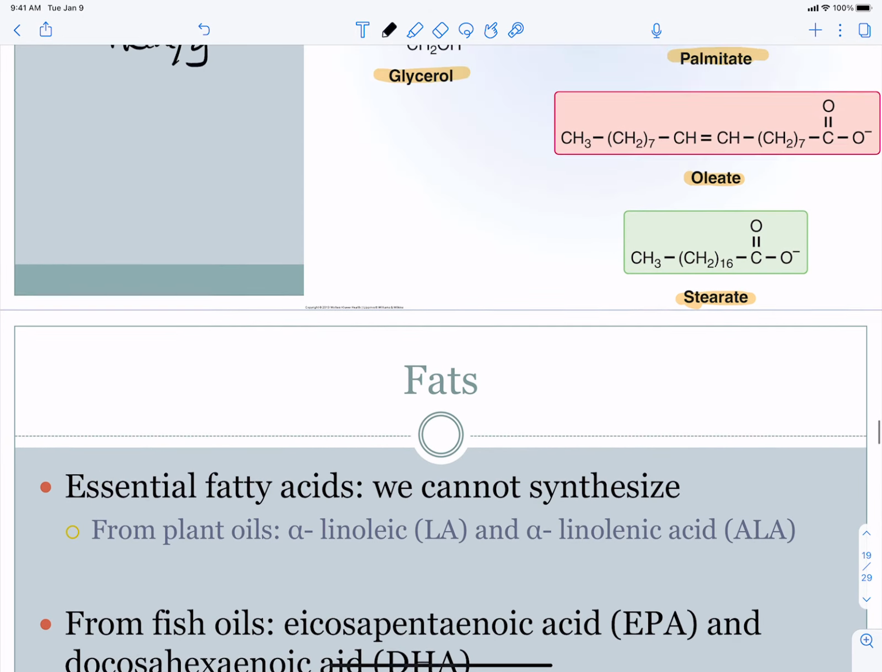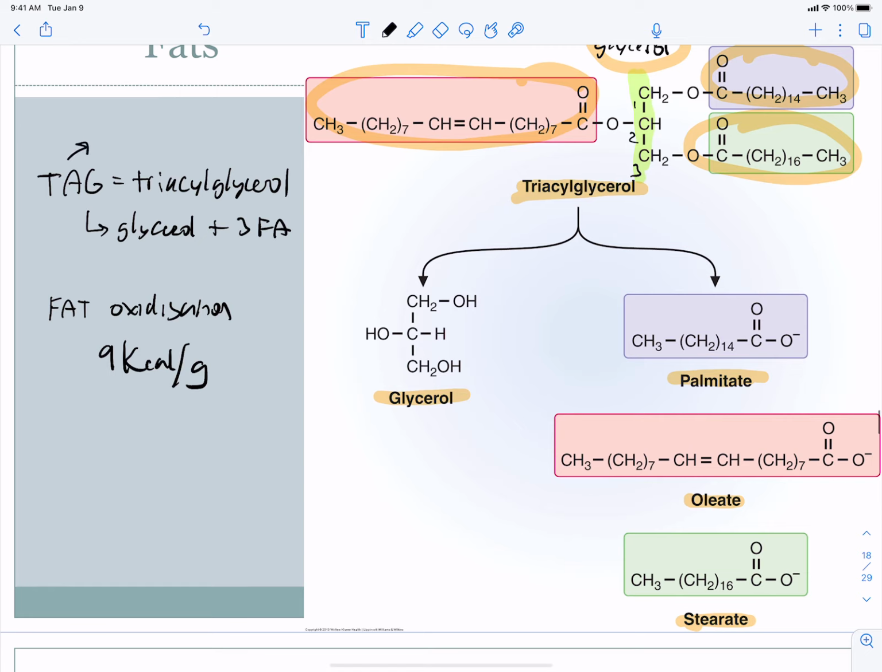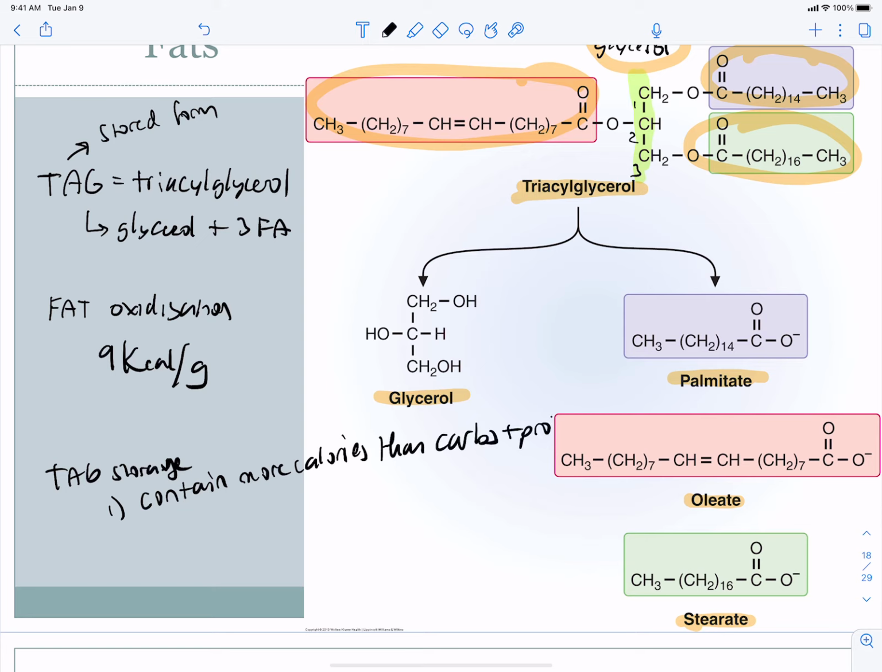All right, so fats are going to be stored. So let me put some of these. This is stored form. And there are a few properties that make TAGs very good for storage. One, it contains more calories than carbs and proteins, so you can tap into them when needed. Two, it contains little water. There's a reason why your cells have only so much glycogen, which are sugar molecules linked together for storage, because they contain a lot of water. Fat does not contain a lot of water.